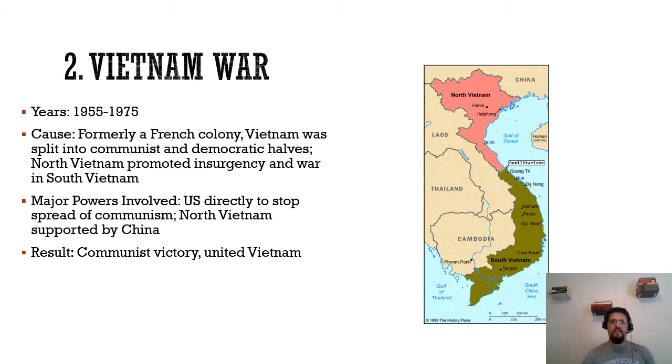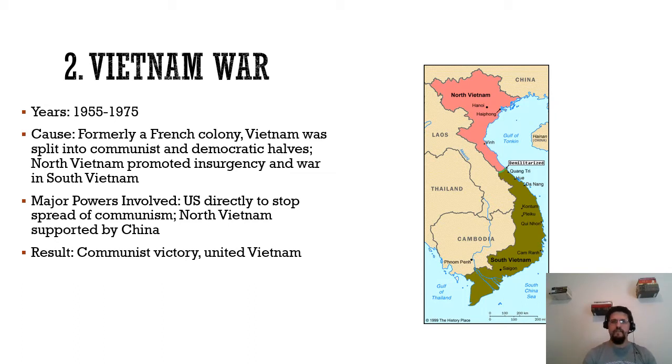Vietnam had been a French colony. We've addressed this a little bit in previous lessons, so I'm not going to dwell on it too much. At the end of the Second World War, after Japan had occupied it, it's eventually going to be split into communist and democratic halves after some fighting with the French. North Vietnam promotes an insurgency as well as outright invasion of South Vietnam. The U.S. follows its policy of containment to stop the spread of communism. North Vietnam is directly assisted by the Chinese.